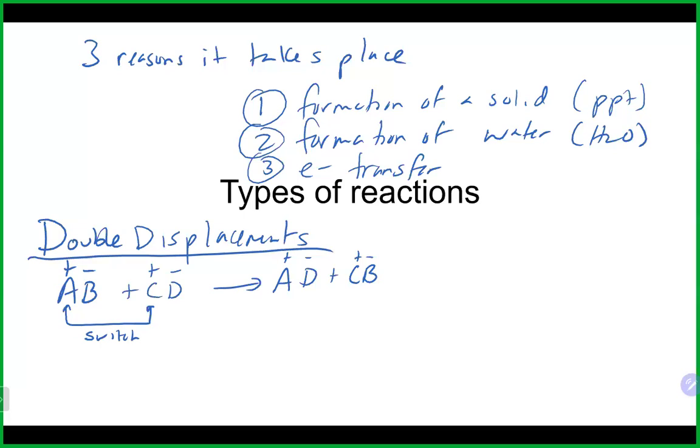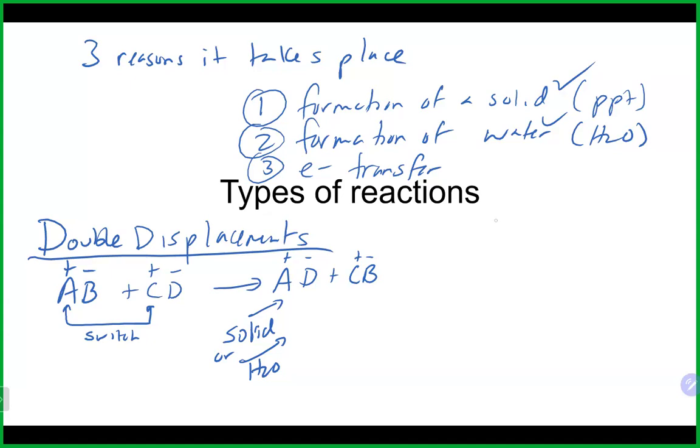And as we will see, in some cases one of these guys may make a solid. That would account for one of the reasons why the reaction took place. Or you may make water as a result of that, which is the second reason why a reaction takes place. So double displacement reactions are a big classification of reactions which take care of two of the three reasons why a reaction takes place. Either you made a solid or you made water.